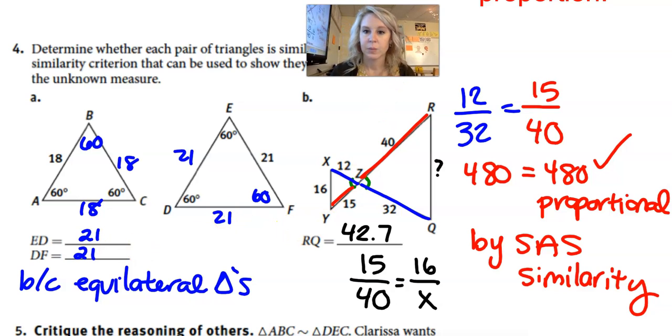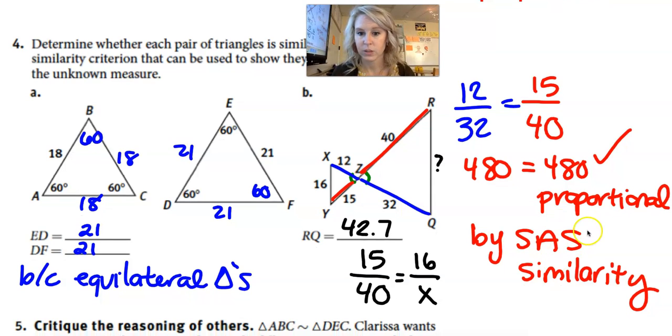Okay. B was a little bit more work. So, and you do get a decimal, it was okay. So you had an angle and an angle. And then I first had to see if they were proportional. So I did 12 over 32 equals 15 over 40. And I cross-multiplied and I got 480 and 480, so I know my sides are proportional. So by side angle side similarity, I was able to find my final answer of RQ.